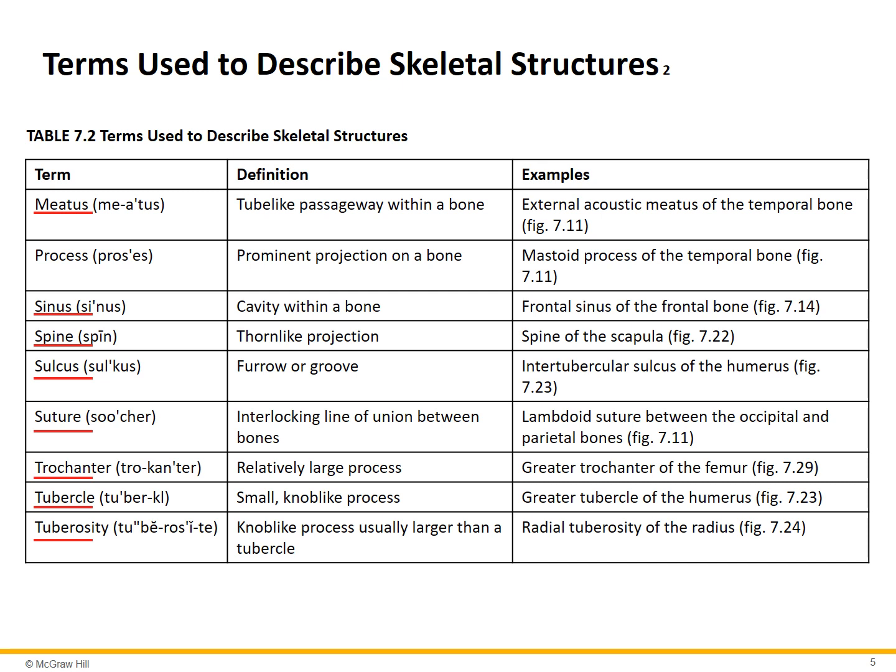We will look at the sutures of the skull. These are immovable joints between cranial bones. A trochanter is a very, very large process. This is the largest projection on any of the bones, and you can see the greater and lesser trochanter on the femur. Tubercle is a small knob-like process. There's a greater and lesser tubercle on the humerus, and a tuberosity is another knob-like process. So anything that's sticking out that's like a knob or a spine is generally an attachment for muscles.